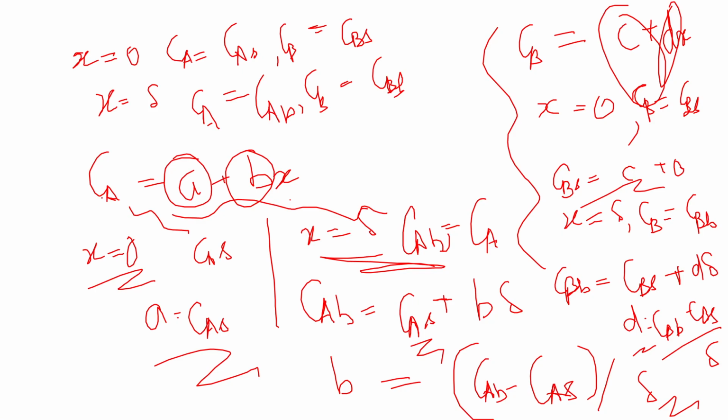Here you write CA equal to A plus BX. What is A? A is CAS. B is CAB minus CAS by del. Do we know CAB? Yes. CAB is the bulk concentration of A. That will be a known value. It depends upon the electrolyte you're preparing. You'll know the bulk concentration.